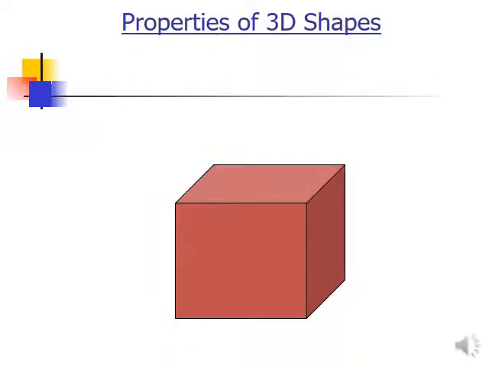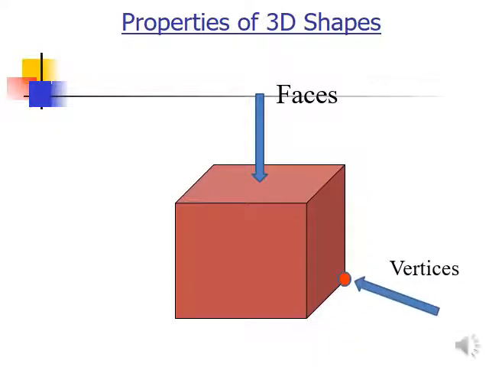So the properties of the 3D shapes. We will start with the cube now. So this is the face, vertices, the corner, and we have the edges. These are the properties of the 3D shapes. You have to know these properties before we start with each 3D shape.